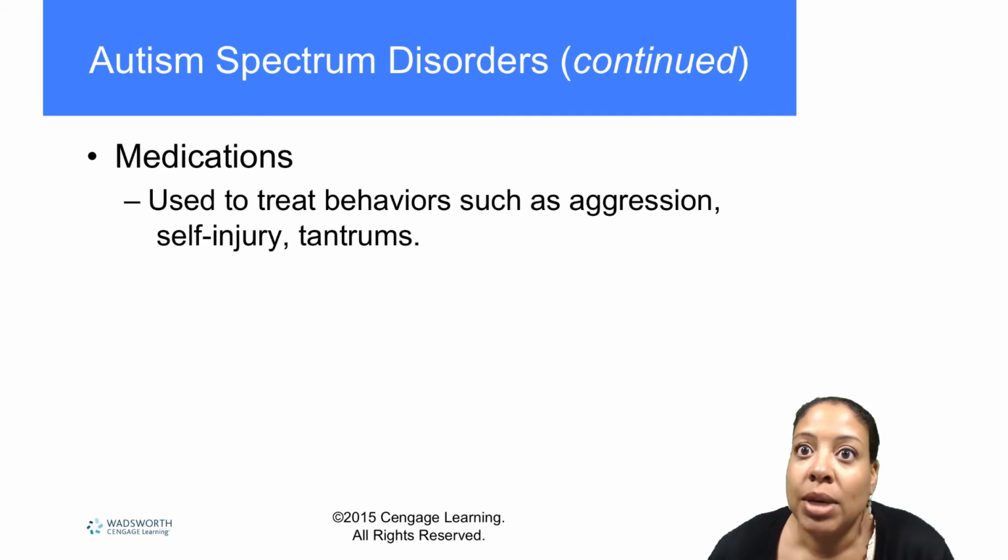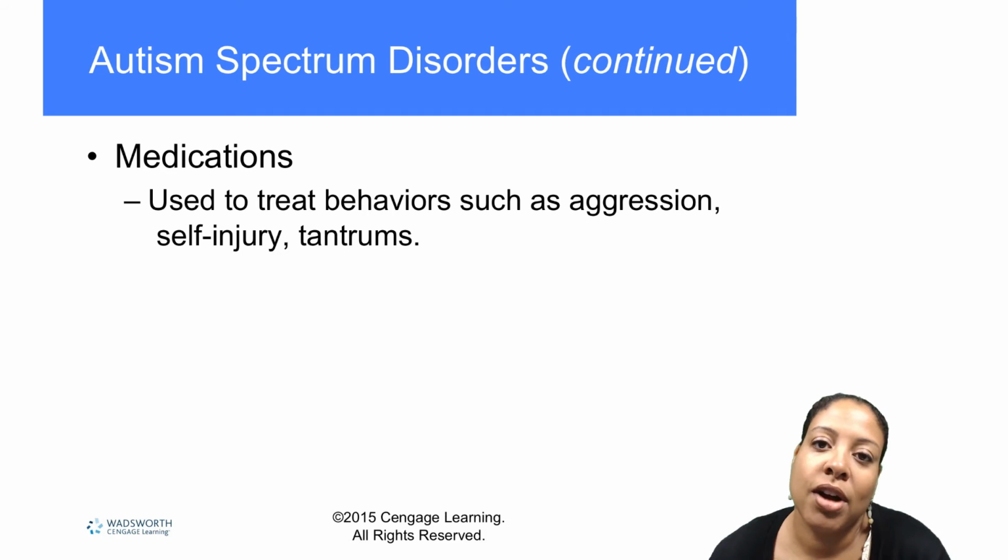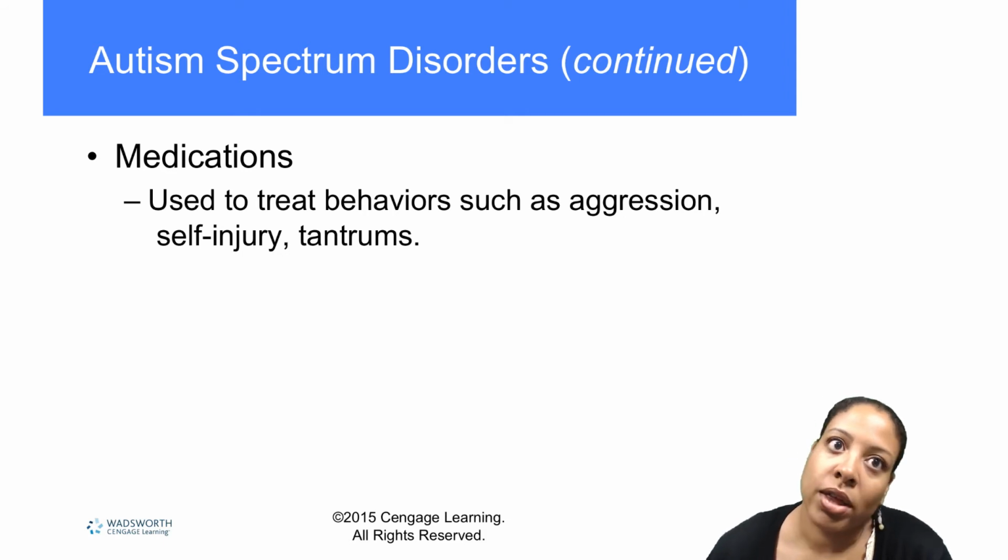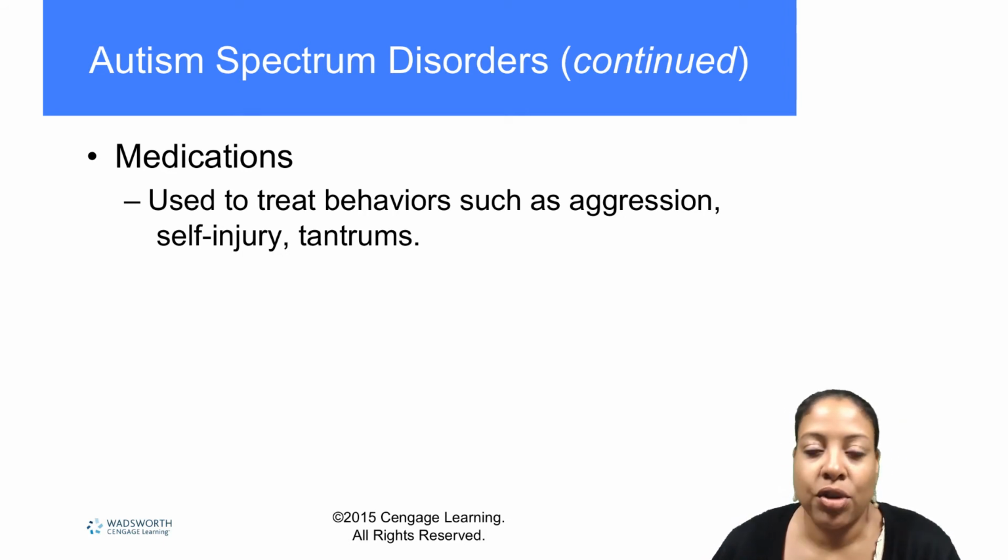Medications are used to treat behaviors such as aggression, self-injury, and tantrums. So even though there's no cure for autism, the idea would be that some of the symptoms or attributes of autism can be addressed with medication: the aggression, self-injury, and tantrums.